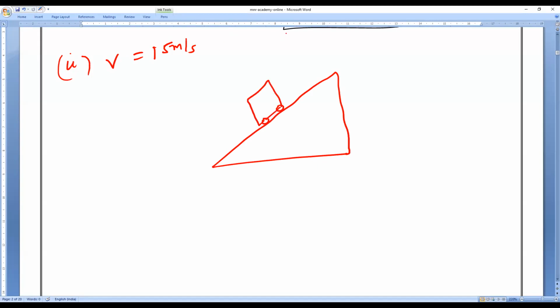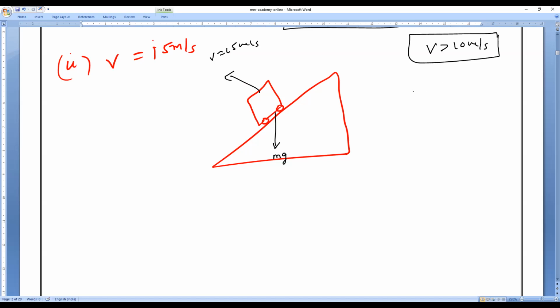Now all of you can tell me. I will take different colors so that it will be understood. We all know the weight of the body is acting in what direction? Downward direction. And the velocity is V, which is 15 meter per second. So it is greater than 10 meter per second. Am I right or wrong, guys? Please respond, all of you.